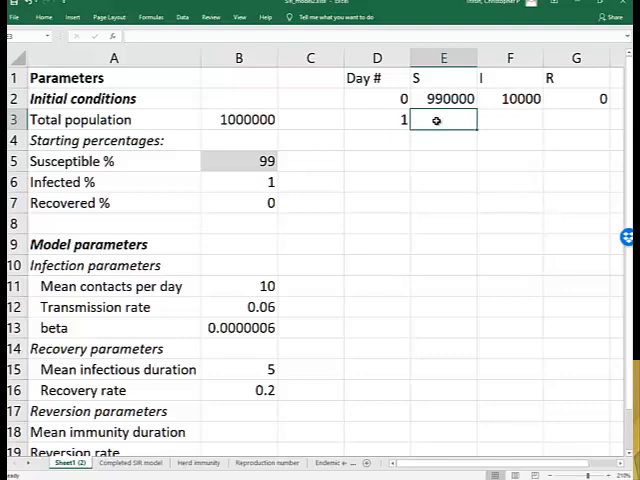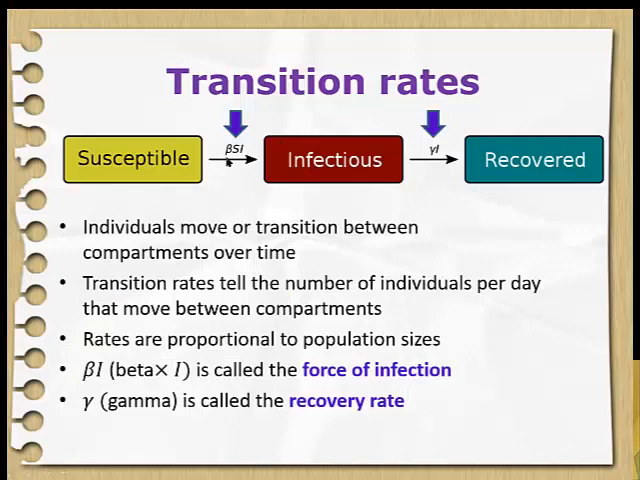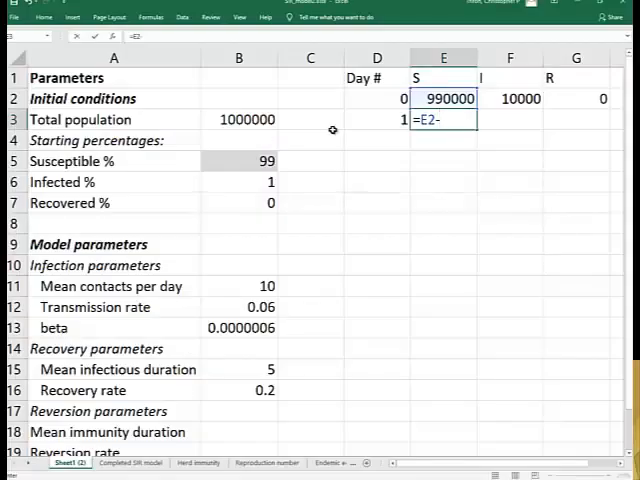On day 1, how many susceptibles? Well, I'm going to have the susceptibles from the previous day, but I need to subtract off the number that become infectious. What's the number of infectious? Let's go back and look again. Infectious was beta SI changed from susceptible to infectious.